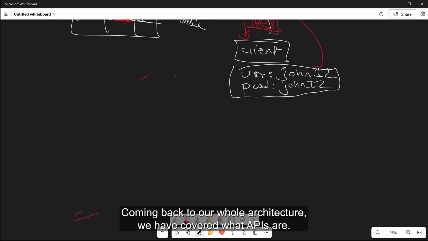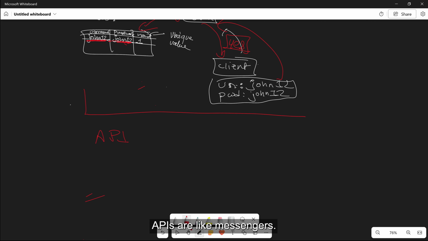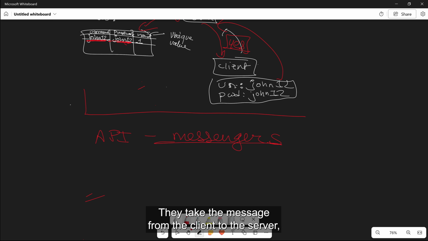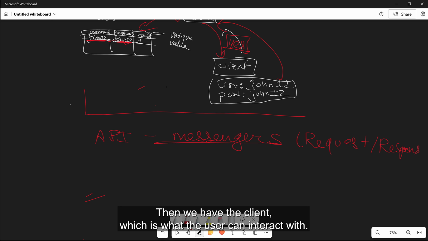Coming back to our whole architecture, we have covered what APIs are. APIs are like messengers. They take the message from the client to the server and from the server to the client. They have a request and a response. Then we have something like a client, which our user can interact with.